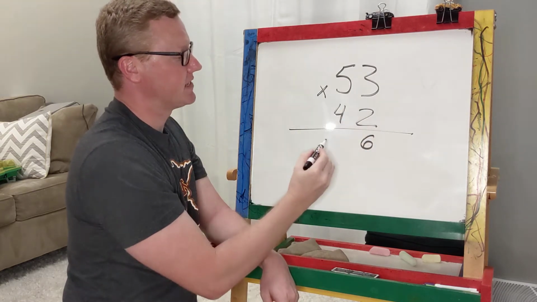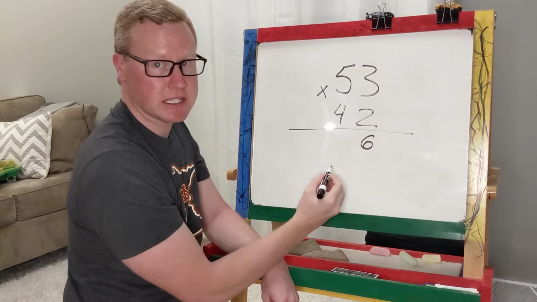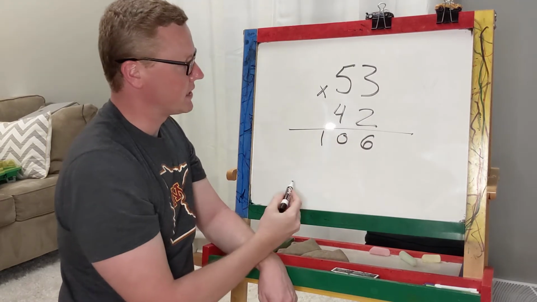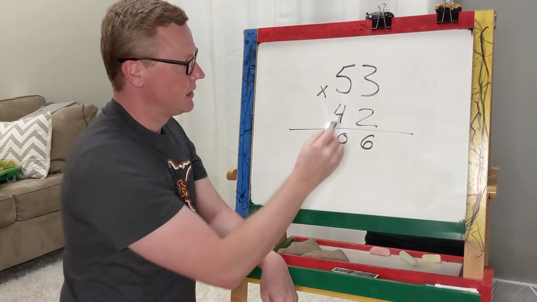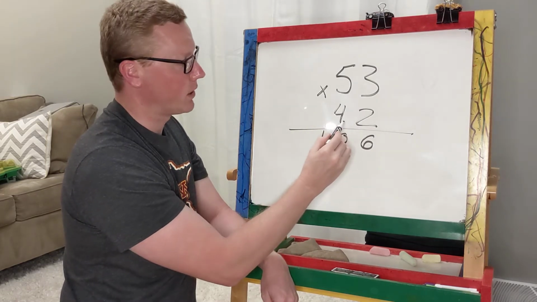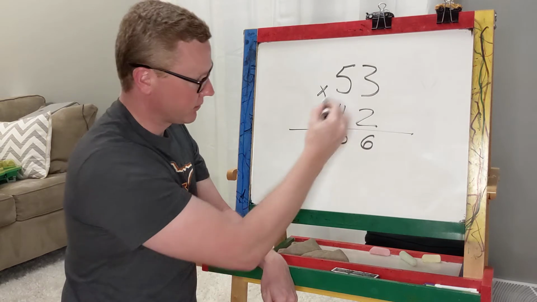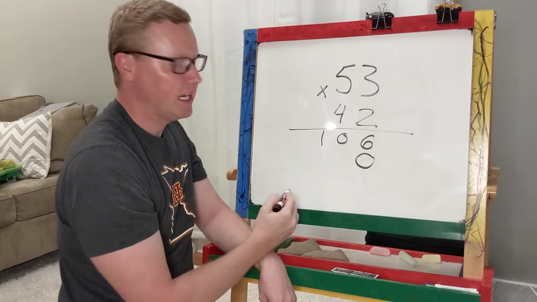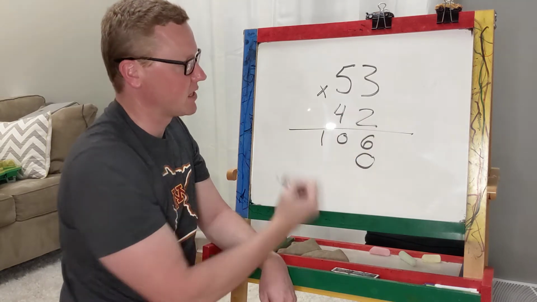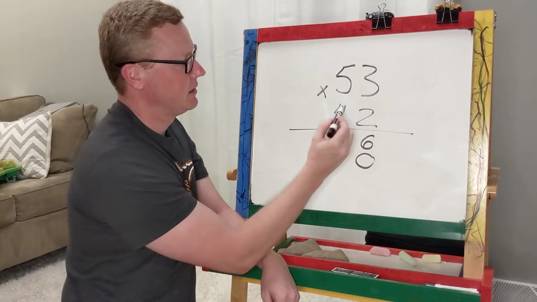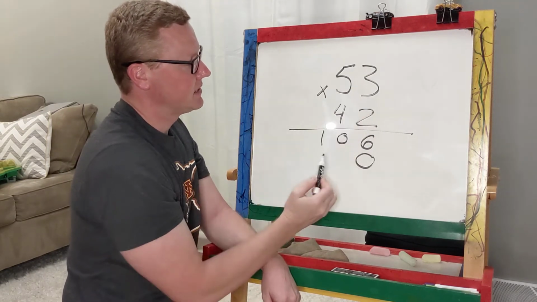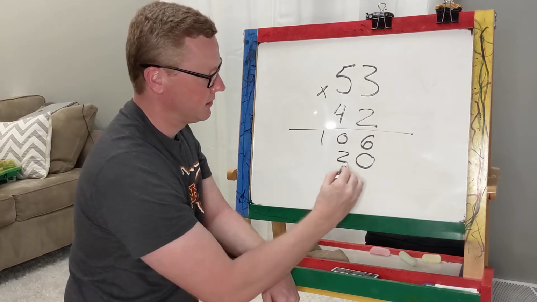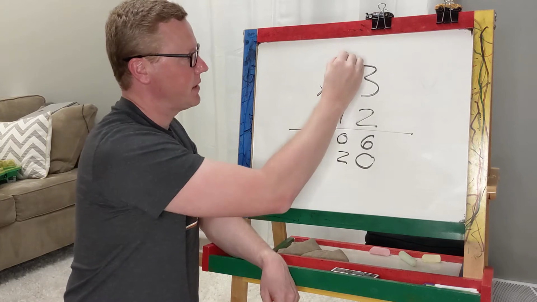2 times 5 is 10, but we can't put a 10 in a single digit spot, so I put my 0 here and my 1 in the 100 spot. And now we go over to the 4, or the 40. So remember it's in the 10 spot, so we have to put our 0 here as our placeholder because we're not going to have any ones that we're multiplying. And we do 4 times 3 is 12. I can't put a 12 down here, so I can put my 2 and my 1.